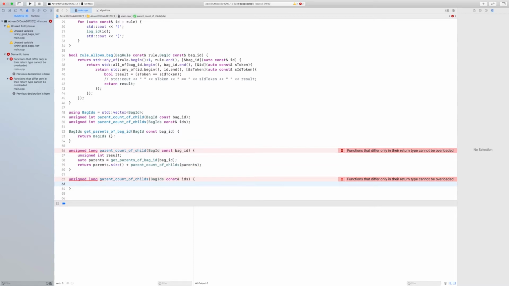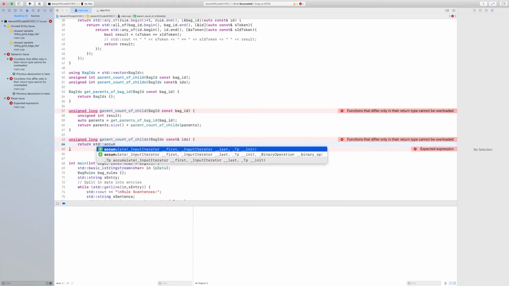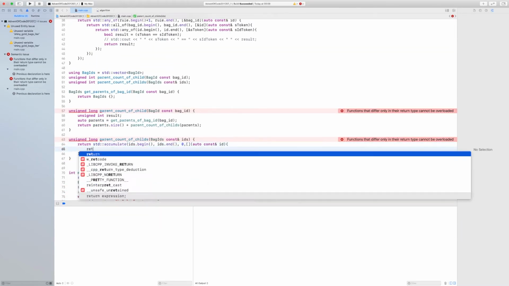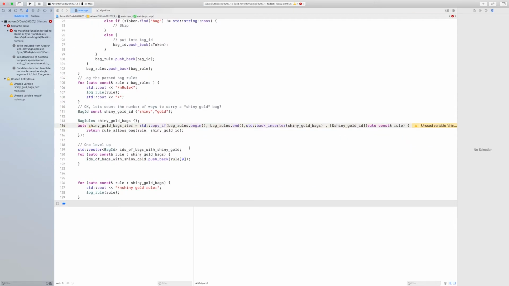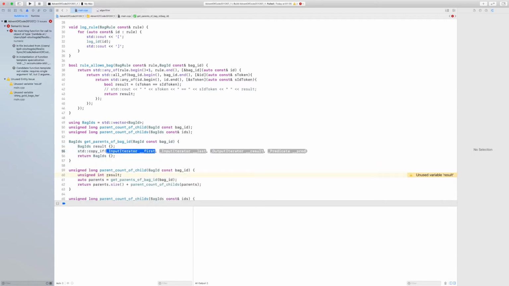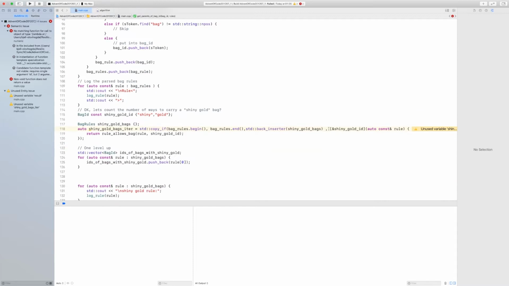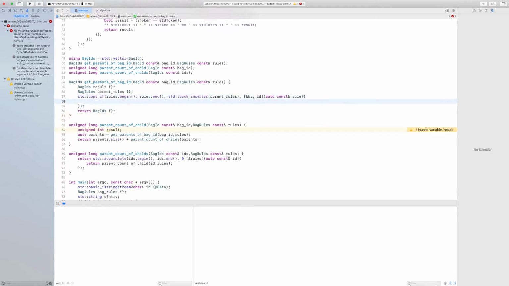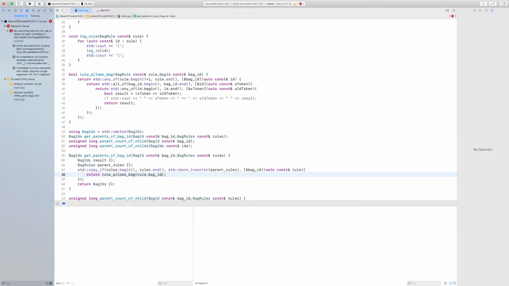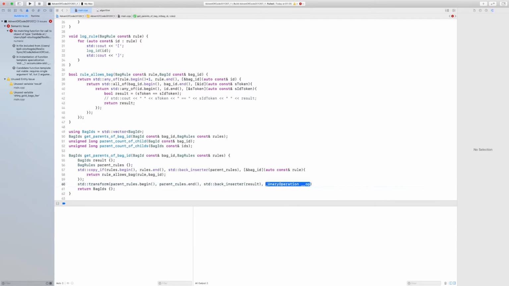So I try the recursive count here. So I start with counting the parents of a child, and then I recurse this. I get all the parents, and then for each parent I do the same thing again, get the parents of that parent and so on, and I just accumulate everything together.